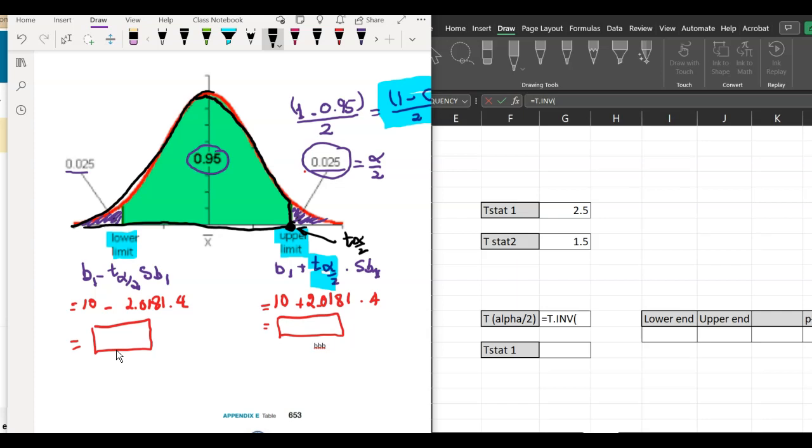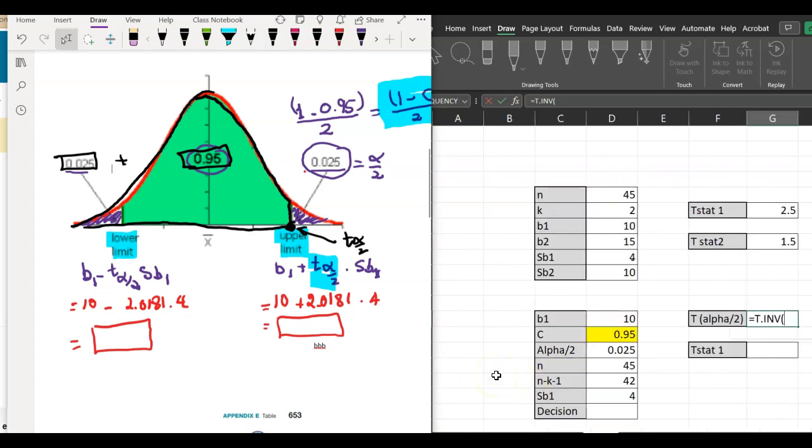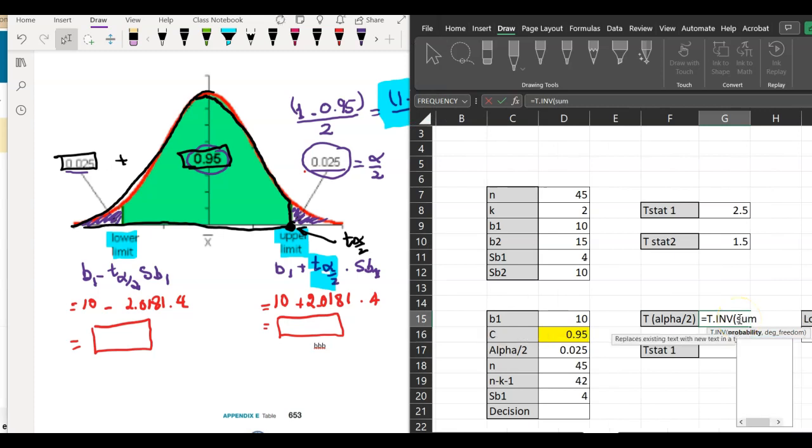All right, so what do you have there? You have the value of 0.95 plus the value of 0.025. So that's the probability you're looking for. So you're going to put the sum of this. You can put sum, open parentheses, and you sum up these two together. All right, close the parentheses, and then degree of freedom. Degree of freedom, you're right here, 42. You click on it, close the parentheses, and enter. And you see we get exactly the same value, right?